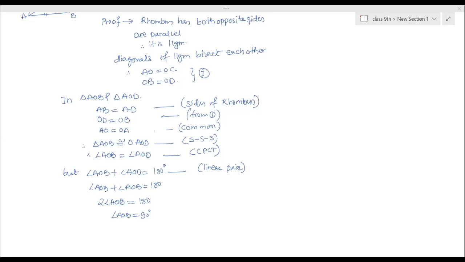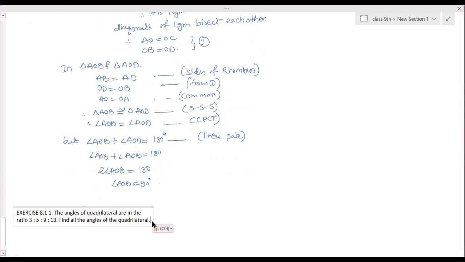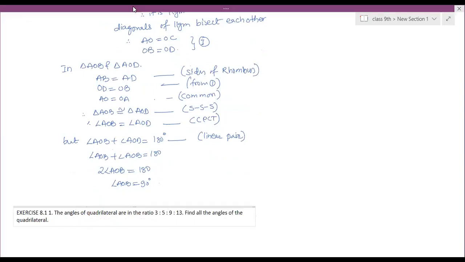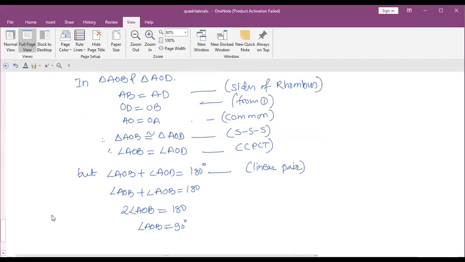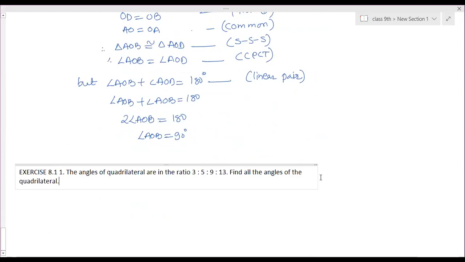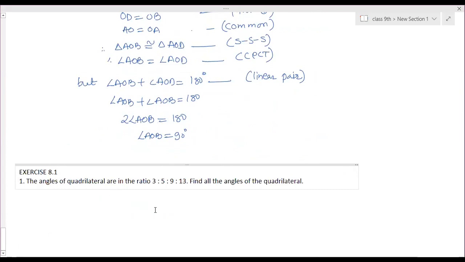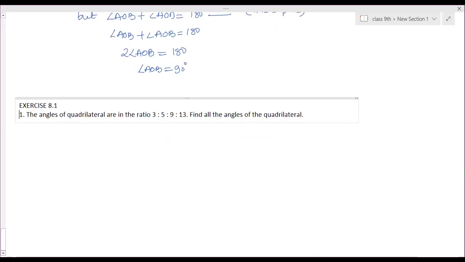Exercise 8.1. The angles of a quadrilateral are in the ratio 3:5:9:13. Find all the angles of the quadrilateral. So if the ratios are 3, 5, 9, 13, then every angle will be angle A is 3x, angle B is 5x, angle C is 9x, angle D is 13x.